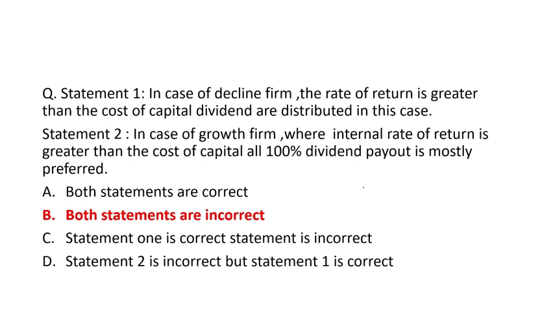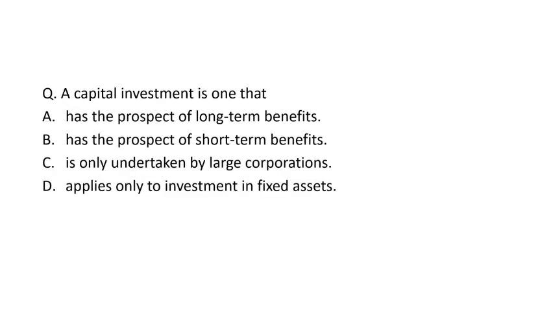But in case of growth firm, the IRR is greater than K. Here return is high, so what is the company doing? It is not paying out the dividend. It is retaining the amount which it has to use for paying the dividend. Retention is followed under the growth firm and payout is followed under the decline firm.